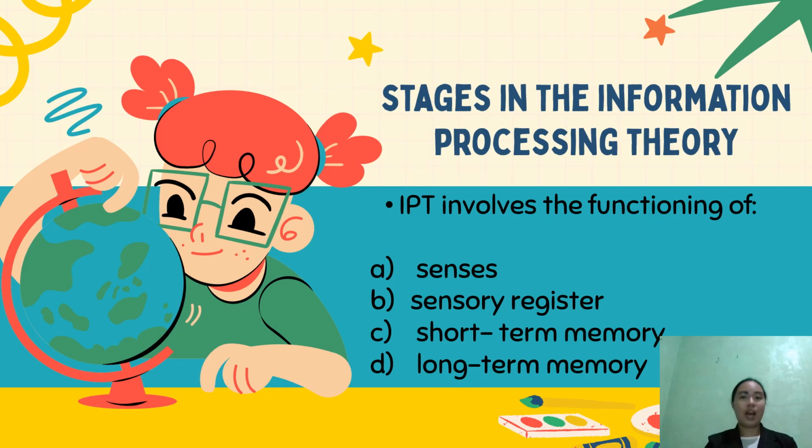And lastly, we have the long-term memory. If the information is understood, organized, or rehearsed in the short-term memory, it is stored here permanently. The long-term memory has no limit and can store information for a lifetime. It includes the knowledge, the experiences, and the skills. For example, remembering how to ride a bike or your birthday even after many years.